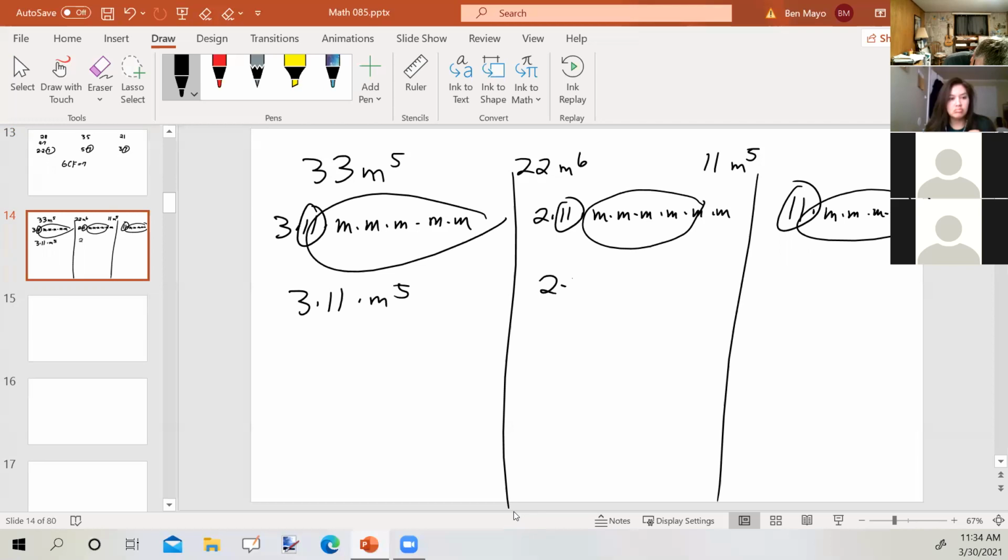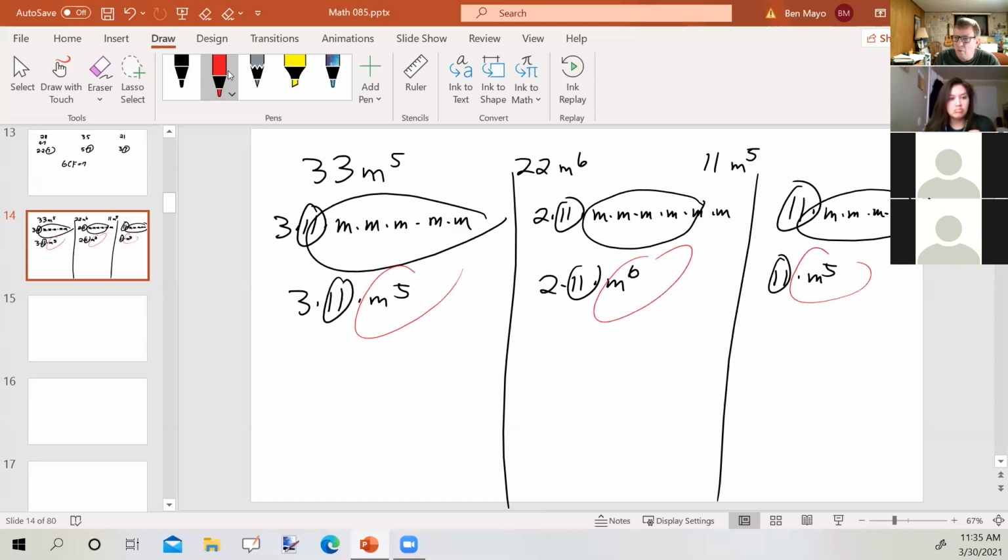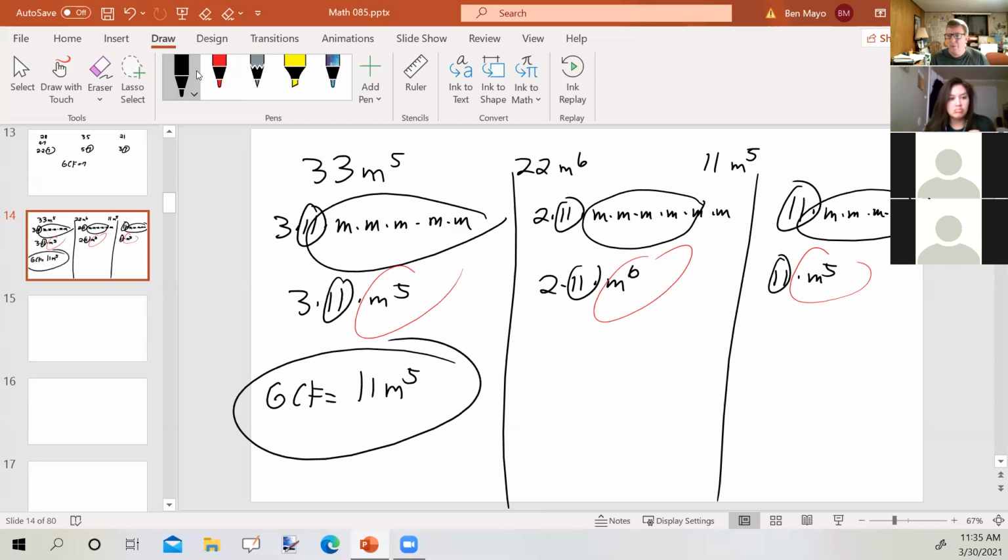I could have gone ahead and factored out the number part, which would have given me an 11. And then I could have said, well, I've got 5 m's and 6 m's and 5 m's. So what's common to all 3? 5 m's. So I've got 11m to the 5th power is my greatest common factor. Are we all right with that? Well, I will assume so.